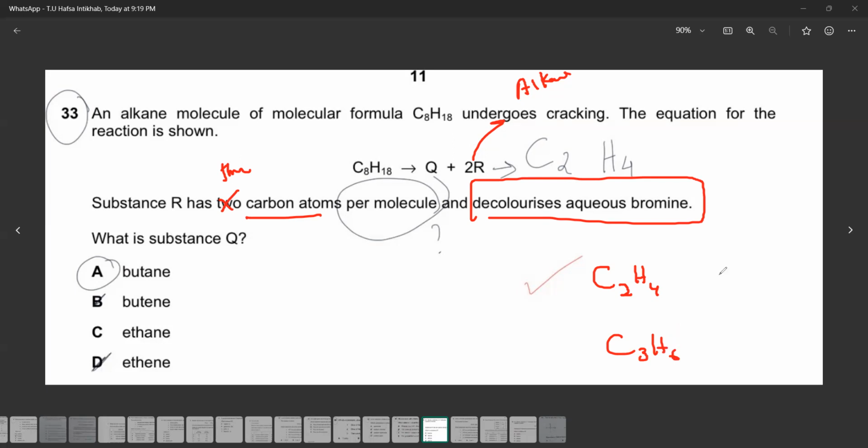How many atoms in one molecule are there? That means the number of carbon atoms per molecule. In one molecule, how many carbon atoms? So 2 carbon atoms per molecule means if there was one molecule, it contained 2. So because there are 2 molecules, they contain a total of 4.